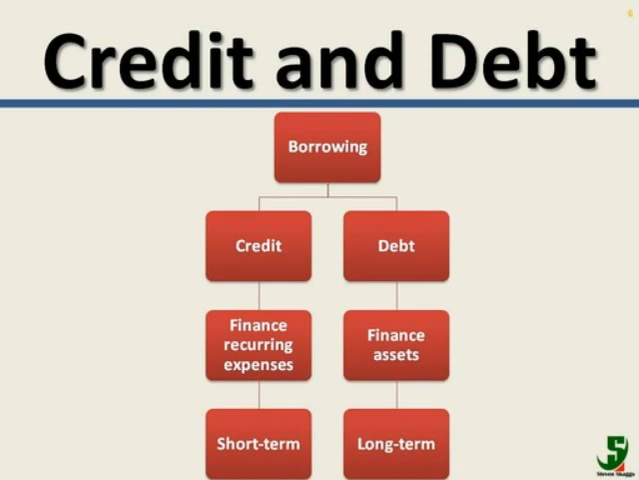Credit is used for short-term recurring expenses, whereas debt is used to finance the purchase of long-term assets. Credit is a cash management tool used to create security and convenience, whereas debt is an asset management tool used to create wealth. Two very common uses of debt by consumers are car loans and mortgages.